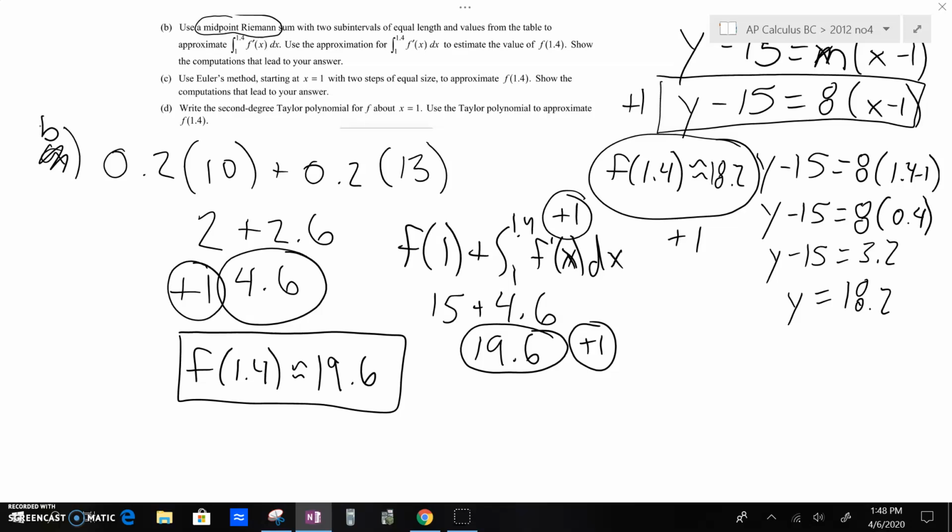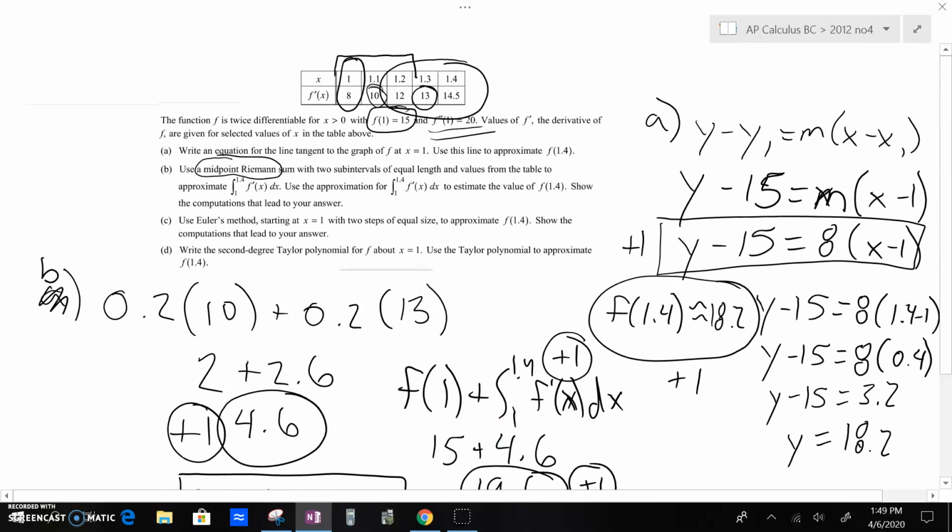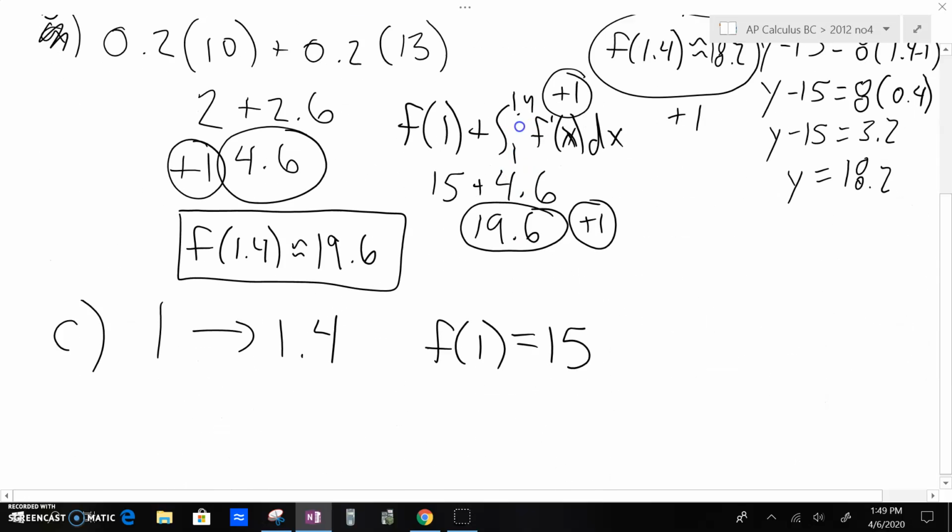Part C represents a BC method. So that's using Euler's method starting at 1 with 2 steps of equal size to approximate f of 1.4. So if we're going to use 2 steps to get from 1 to 1.4, and we're going to use Euler's method, what we want to do is start at the y value for 1, and then move forward however much slope I know exists at that spot on the function. And so going back up to the table, I know at 1 I've got a slope of 8. So I'm going to use that initial f prime being 8.